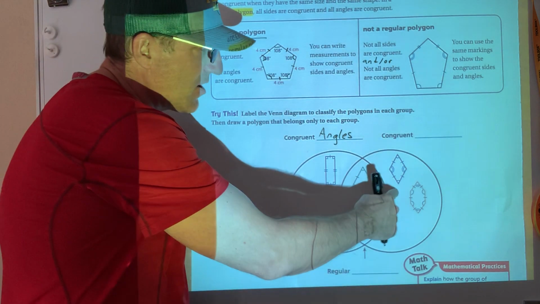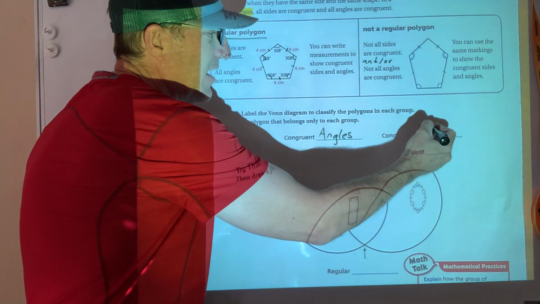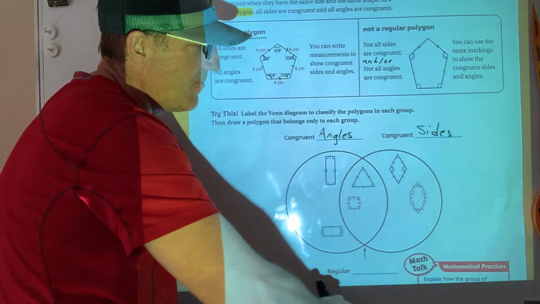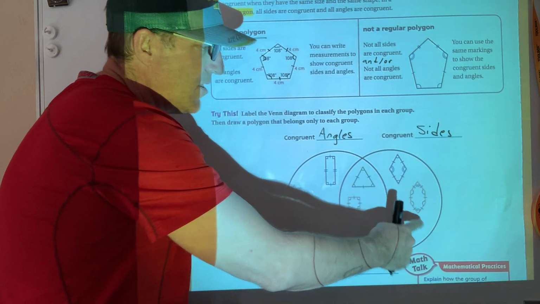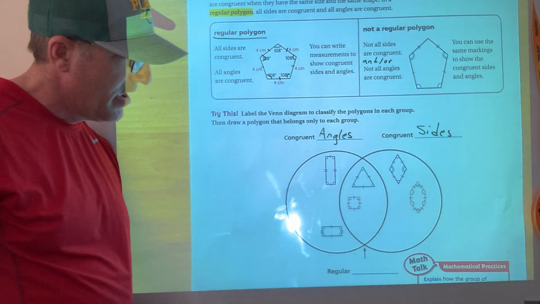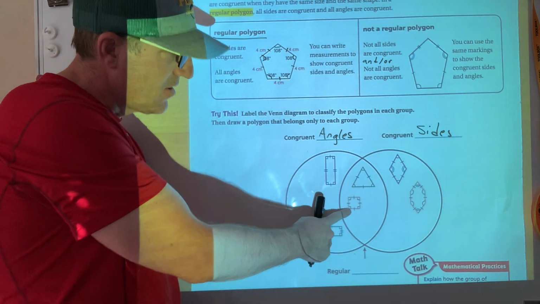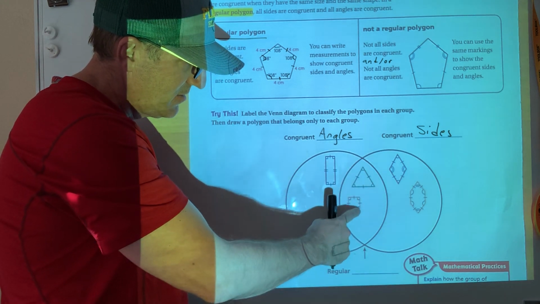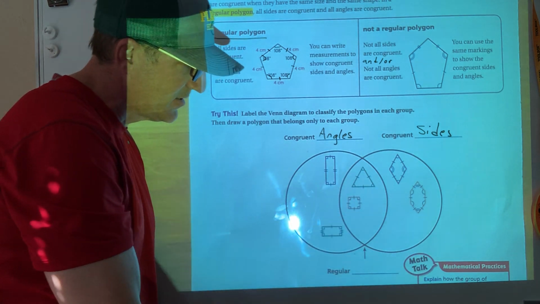And then over here, I've got congruent what? Well, it's not angles, so it must be sides. If I look at them, one line, one line, one line, yep. One line, one line, one line, yep. So we're good on that. And in the middle, they have congruent what? Angles, right? And sides. Congruent angles and sides. So this is a regular polygon.